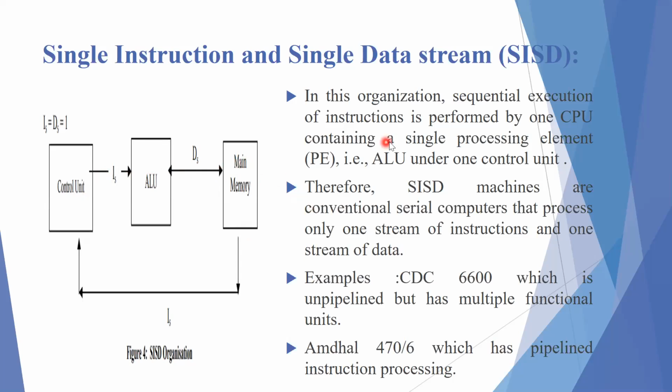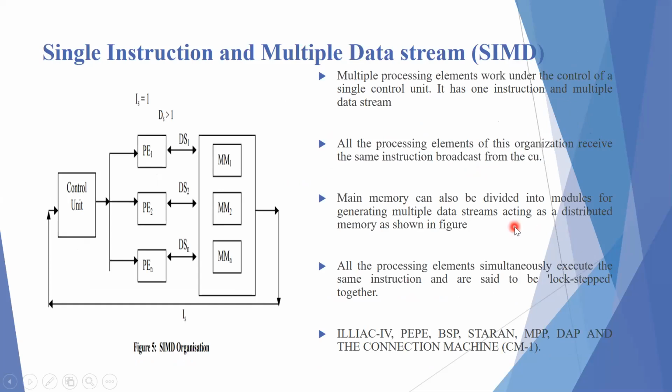Yes, ma'am. So it's written also in this organization: sequential execution of instructions is performed by one CPU containing a single processing element, that is one ALU under one control unit, right? So these are conventional serial computers that process only one stream of instructions and one stream of data in one go. So the simplest one, but just for classification, these are also mentioned.